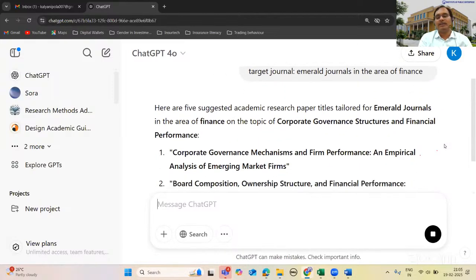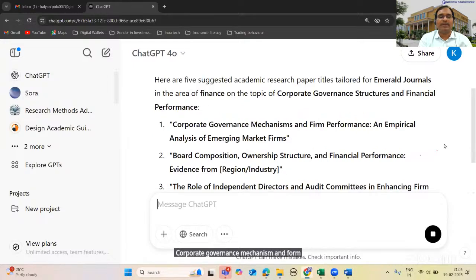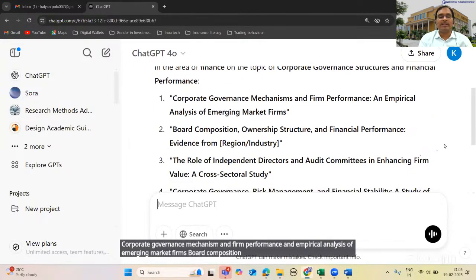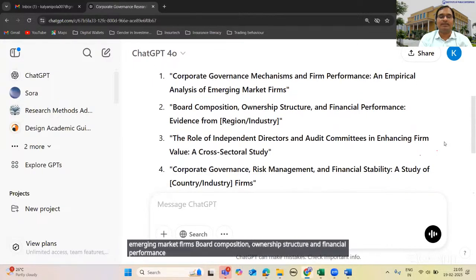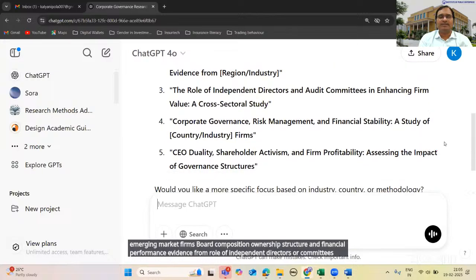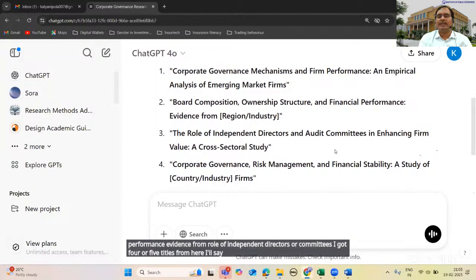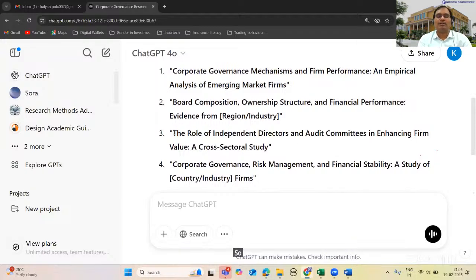Corporate governance mechanism and firm performance, an empirical analysis of emerging market firms. Board composition, ownership structure, and financial performance. Evidence from the role of independent directors and audit committees. I got 4 or 5 titles. From here, I'll say the role of independent directors and audit committee in enhancing performance, and I want to do a cross-sectional analysis. So I'll take this title.